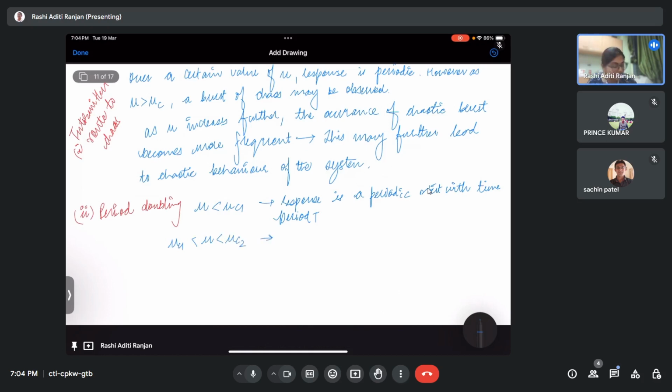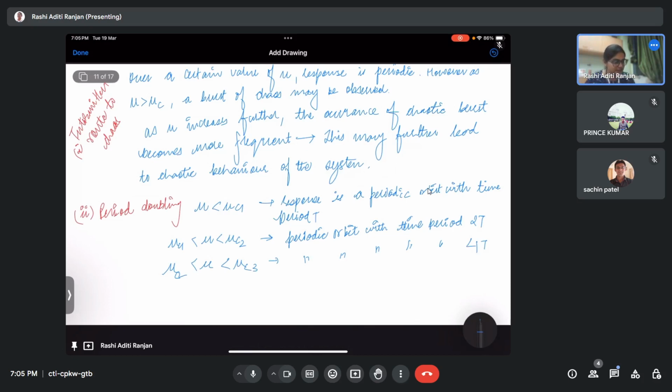My response will be a periodic orbit with time period 2T, right? And now, if my mu is greater than mu c2 and less than mu c3, my response would be periodic with time period 4T. So this is my period doubling kind of bifurcation. And when it starts increasing, usually we consider it after 16, I guess, there will be so much presence of so many periodic elements that it would become aperiodic. Okay, and it would lead to chaos.